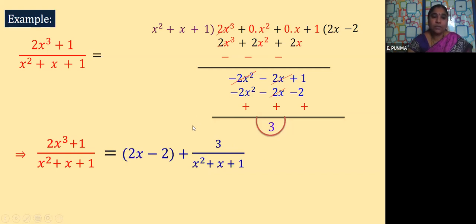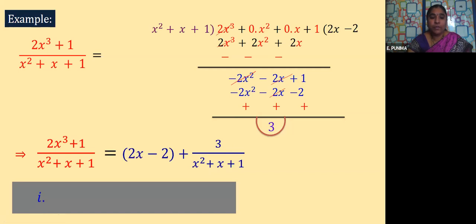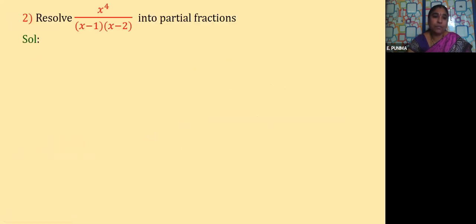So like this. What is the next step here? That is f of x by g of x is equal to q of x plus r of x by g of x. So here it is the statement that we have in case 2. Now let us see how we can solve this with an example.